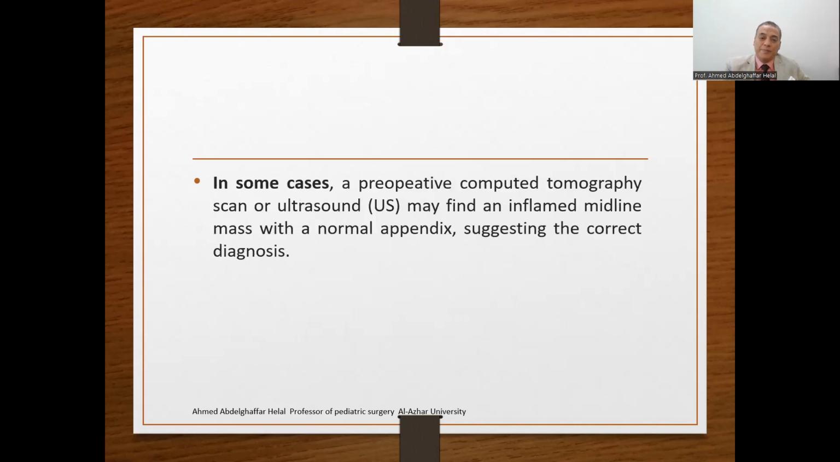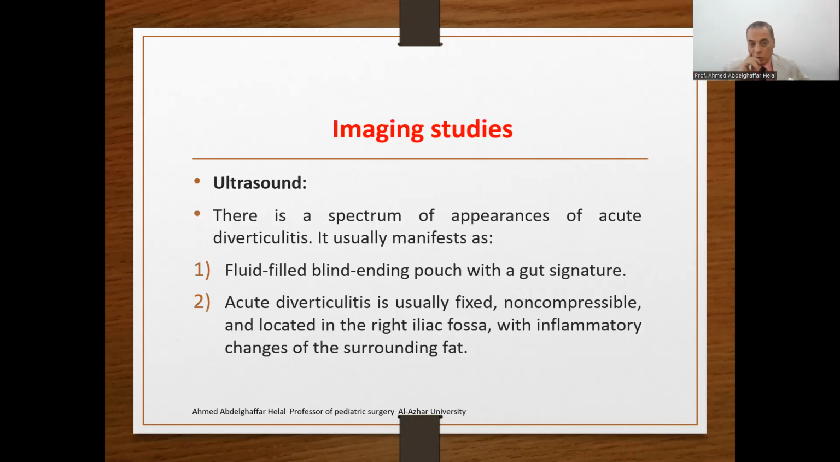inflamed diverticulitis. In some cases, preoperative CT or ultrasound may find an inflamed midline mass with a normal appendix, suggesting the correct diagnosis. Sometimes there is an inflamed blind-ended structure in the midline, maybe an inflamed Meckel diverticulum, on the preoperative ultrasound or CT. Unlike that, the appendix on ultrasound and CT is a long, inflamed structure related to the right iliac fossa, related to the cecum. So if the ultrasound or CT diagnoses an inflamed midline structure, this should be suspected as a Meckel diverticulum.